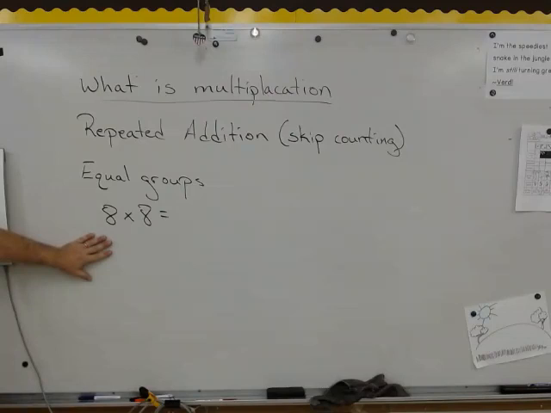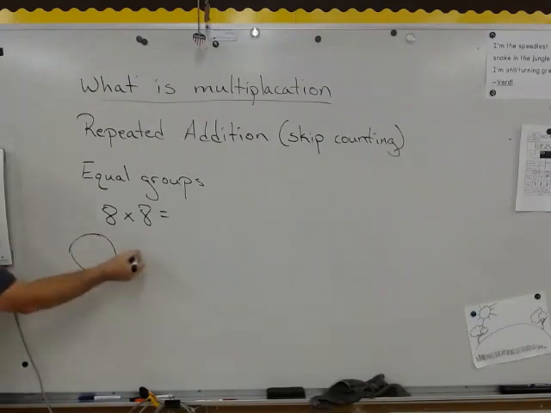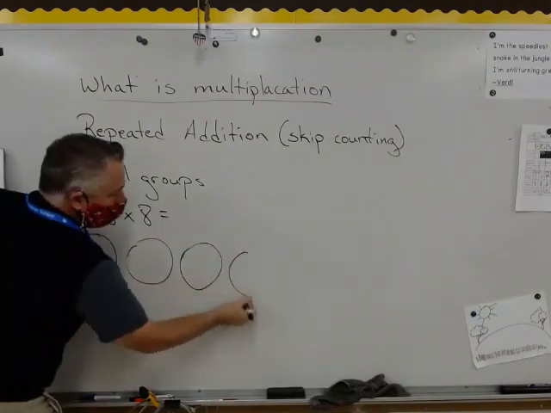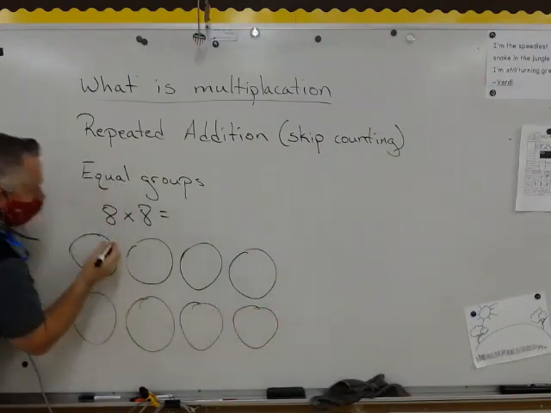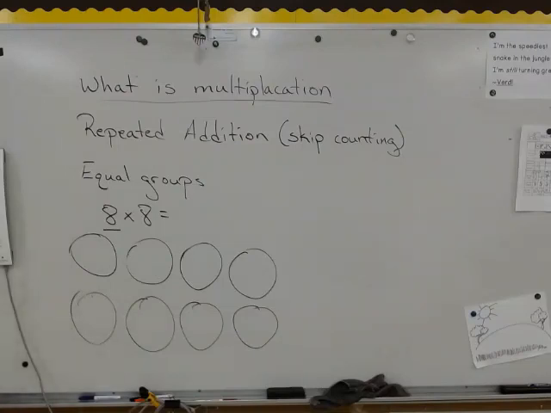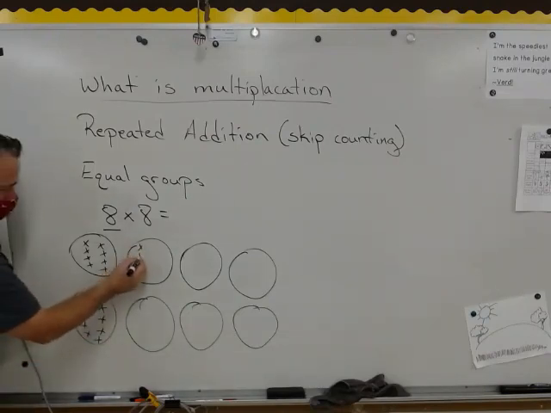Okay? If we don't know what that is, then we can say, well, it's equal groups. So I would have to go 1, 2, 3, 4, 5, 6, 7, 8. There's my 8 groups. How many are in every single group? 8. There's 8 in every group. 1, 2, 3, 4, 5, 6, 7, 8. Thanks, Lily, for picking a big number. I wanted to pick 9. Wow.